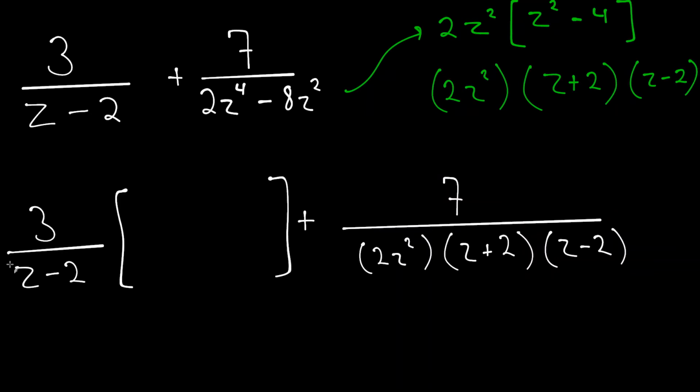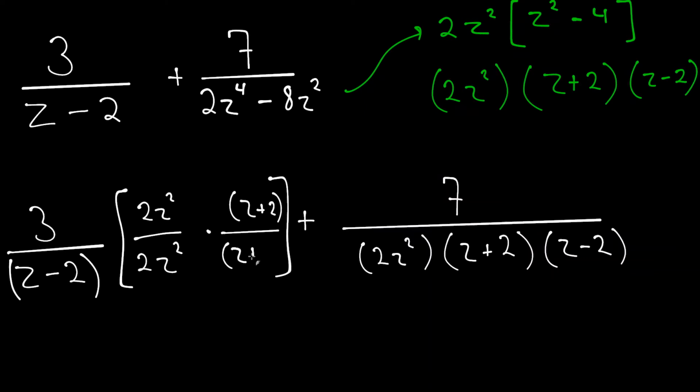So we have to think, and it might help to put brackets around this term: what is this left side's denominator missing? Well, it's missing this 2z squared term, and it's missing this z plus 2 term. So we can multiply it by 2z squared over 2z squared, and we could also multiply it by z plus 2 over z plus 2.